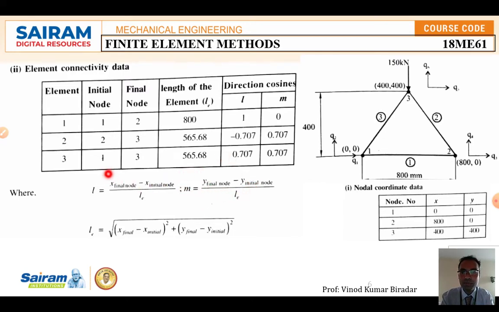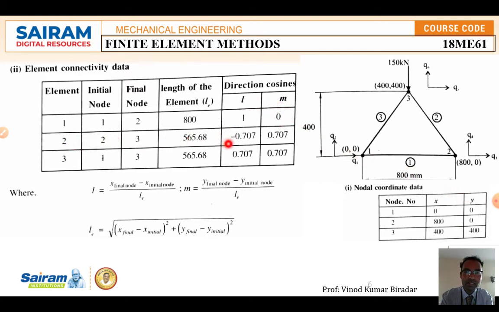Coming to element 1, we got L and M as 1 comma 0. How did we get 1 comma 0? For element number 1, the final node is 2 and the initial node is 1, so L is X2 minus X1 divided by the length of the first element, 800. These are the X1, X2, X3 values and the Y1, Y2, Y3 values. So X2 minus X1, 800 minus 0, divided by 800 gives 1. For M, Y2 minus Y1, 0 minus 0, divided by the length gives 0. Like that you have to calculate this.